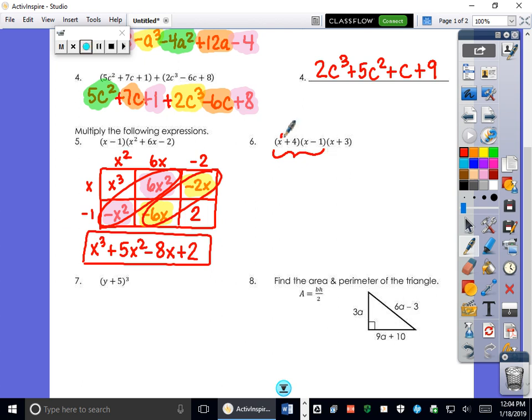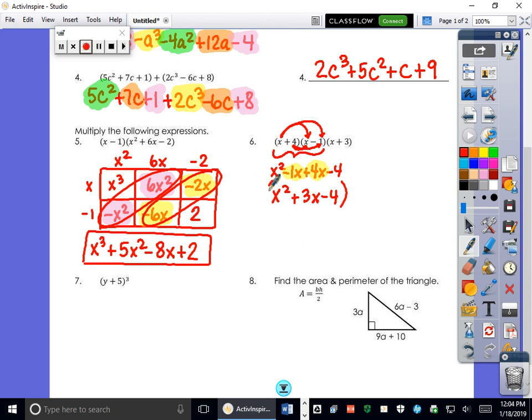So I'm going to take x and distribute it to x. X times x is x squared. I'm going to take x and distribute it to negative 1, which is negative 1x. I'm going to take 4 and distribute to x, which is 4x. And I'm going to take 4 and distribute to negative 1, which is negative 4. When I combine my like terms that I have here, I'm going to get x squared plus 3x minus 4.